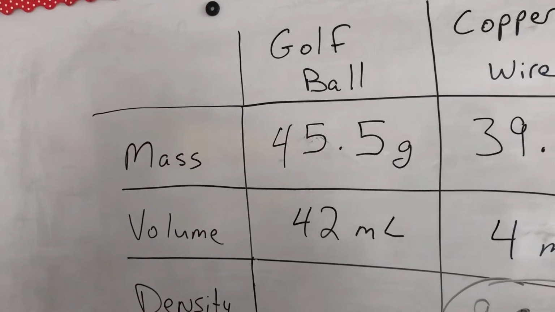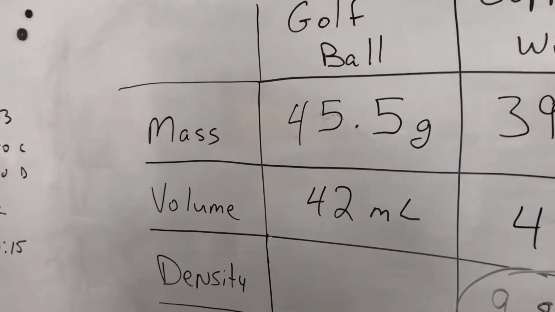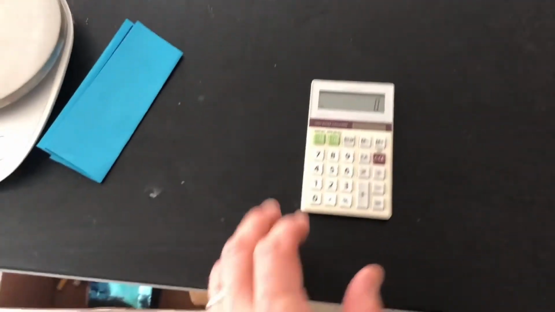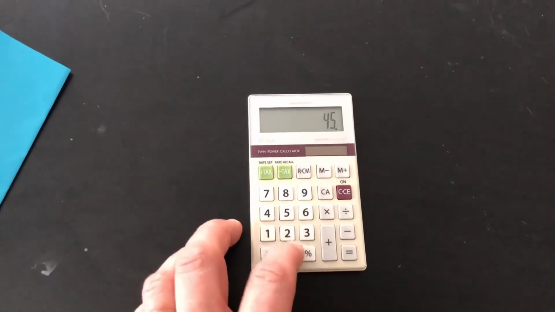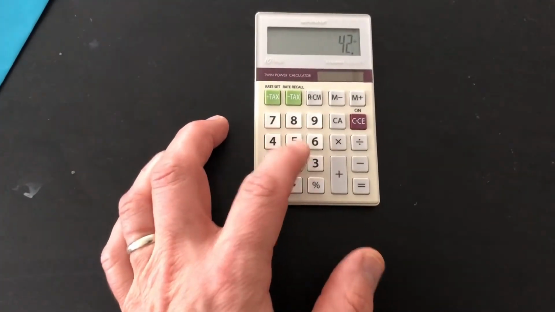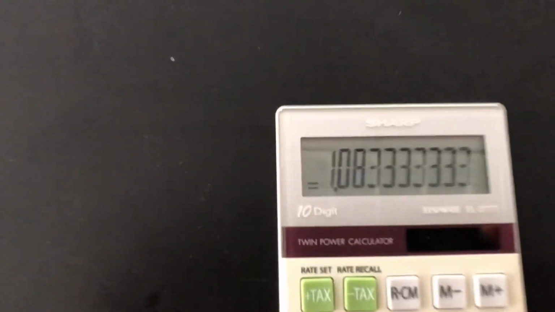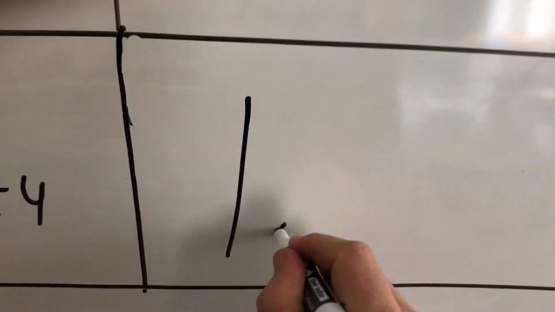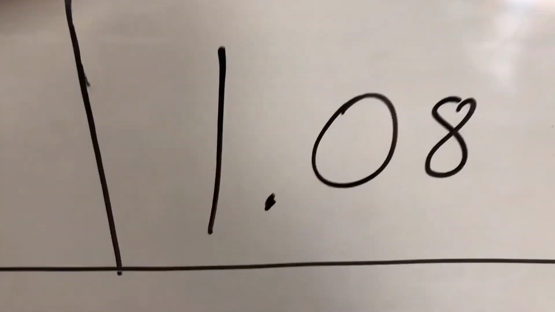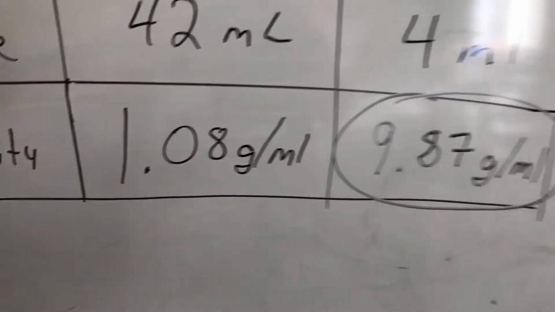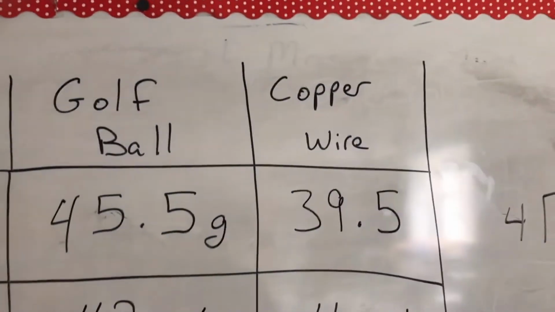And I'll use another method to get the density of the golf ball. I will use a calculator. Okay, so here we go. So I've got 45.5 grams. That's 45.5 divided by, the volume is 42. And so the density is 1.08. 1.08 grams per milliliter. That's our unit. There we go. We found our density of the golf ball and the copper wire.